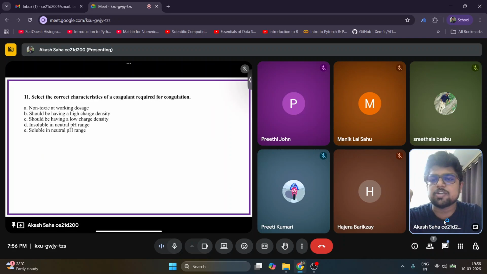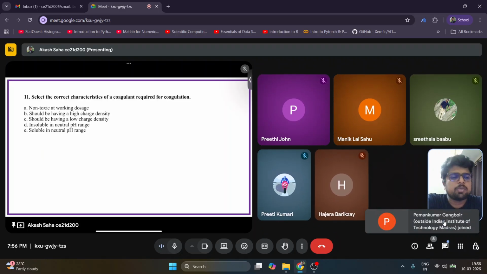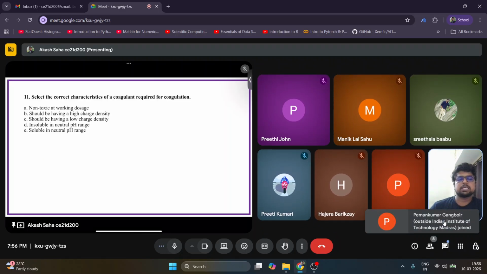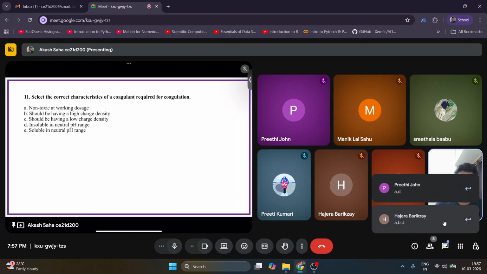Select the correct characteristics of a coagulant required for coagulation. Non-toxic at working dosage, should be having a high charge density, should be having a low charge density, insoluble in neutral pH range, or soluble in neutral pH range. What should be the correct statement? Or rather statements here, more than one answer are correct. So please try to answer. A and D. Okay. So A, B, D. Yes. So A, B, D is right.